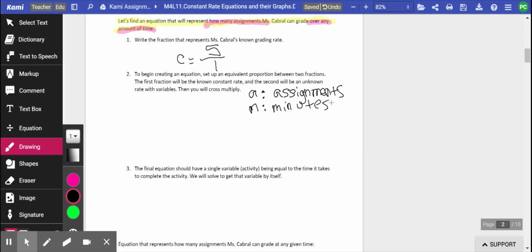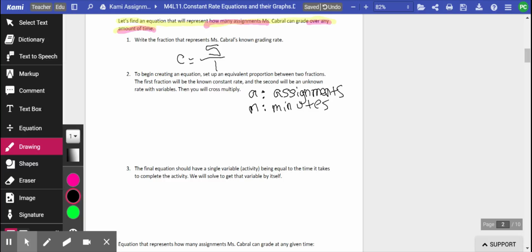Okay, so somehow you have to let yourself know of the things that they're asking you for in the constant rate. You have to assign them a variable. And so I want to be able to know how many assignments I can grade in any amount of time. I'm going to use A for assignments and M for minutes.